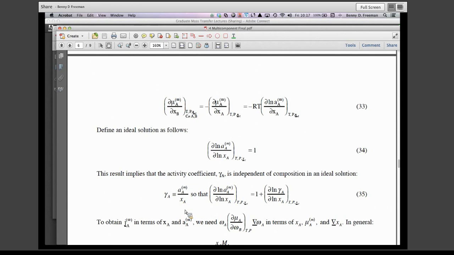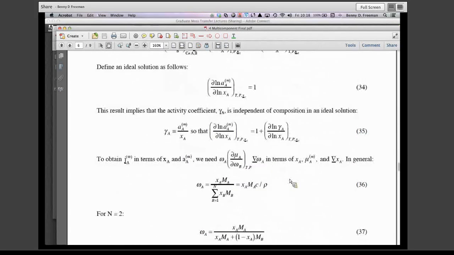Now, in polymers, very often we use as the composition variable the volume fraction of component A, but that's a detail in this analysis and doesn't affect the general conclusions that we're drawing. And so, with this definition of the activity coefficient, I can write the change in the log of the activity with respect to the log of the mole fraction as shown here. And if the activity coefficient doesn't change with composition, this term is 0, and therefore we have a thermodynamically ideal solution.